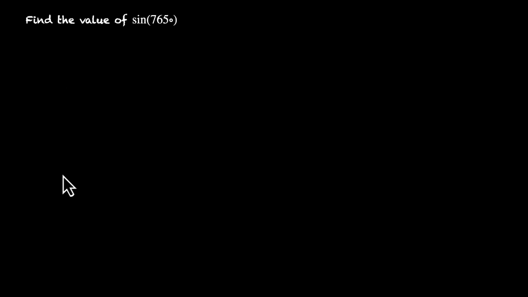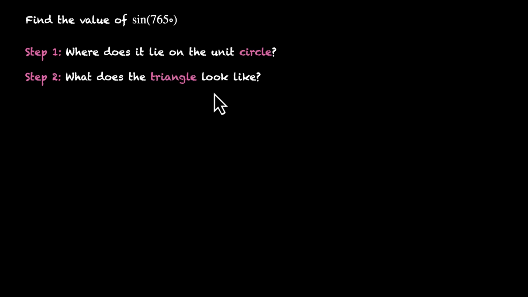Here's a step-by-step approach. The first step is to figure out where this angle lies. Forget about the sine, cos or tan. Once we know where that angle is, we can figure out the coordinates and then use those coordinates to figure out all the ratios. So 765, that's our first job, figuring out where does this lie on the unit circle. The next step is to figure out what does the triangle look like. Triangle will give us the coordinates, and finally step 3 is using those coordinates to find the ratios.